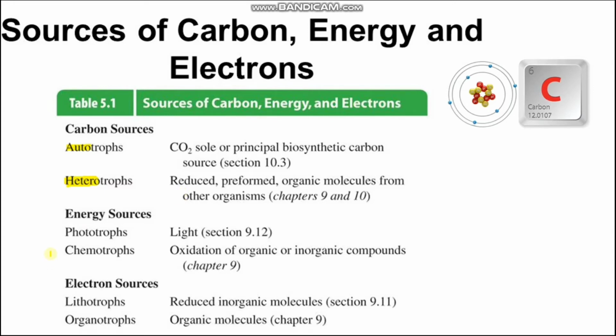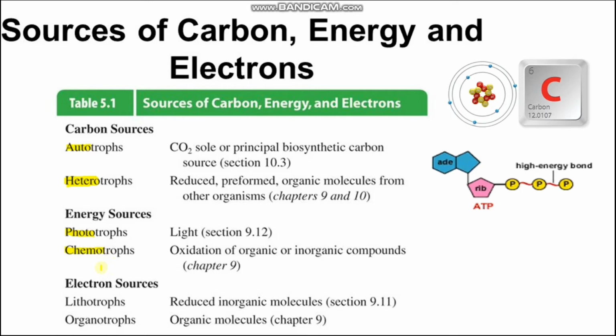Secondly, based on the energy source, organisms are further divided into two types: phototrophs and chemotrophs. The prefix photo says that these organisms use light as their energy source, mostly sunlight. And chemotrophs use the energy produced as a result of oxidation of organic and inorganic compounds, so they are called chemotrophs. And that's all about the organism types based on the energy source.